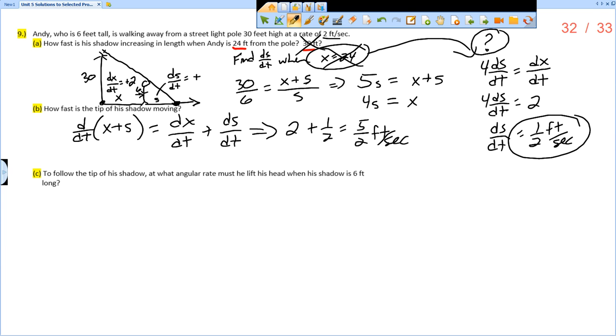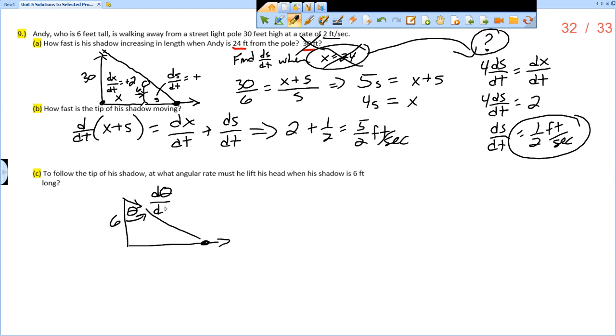Okay. The last one is a little bit more challenging. To follow the tip of his shadow, at what angular rate must he lift his head when his shadow is 6 feet long? So here is Andy, 6 feet tall. He is looking down at the tip of his shadow. At what rate, as the shadow grows in length, must he lift his head? So this is the angle in question, and the angle at which he is looking at the ground is changing.